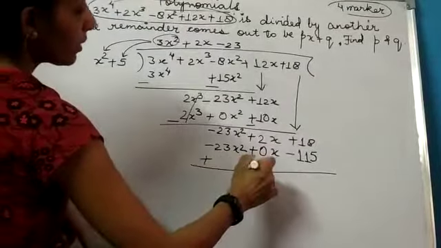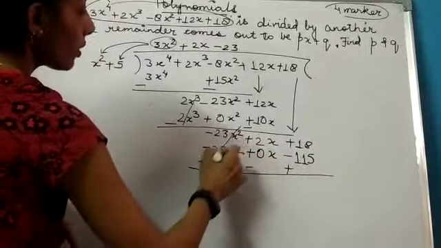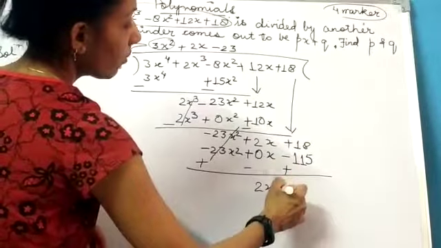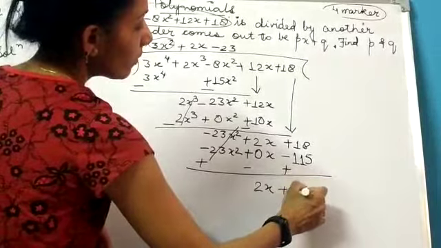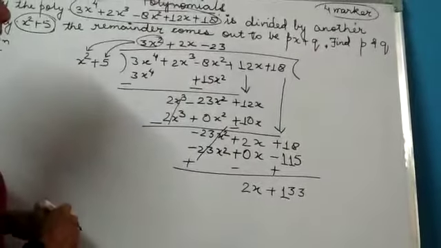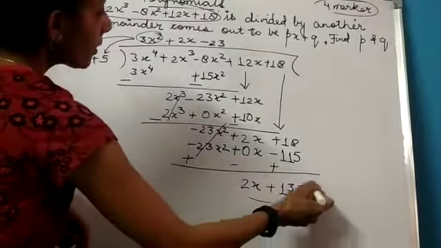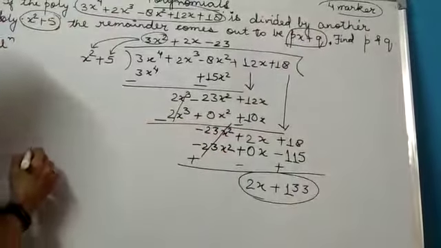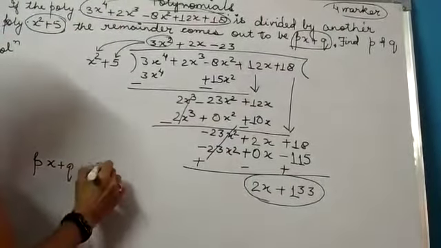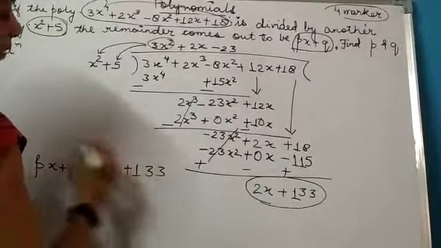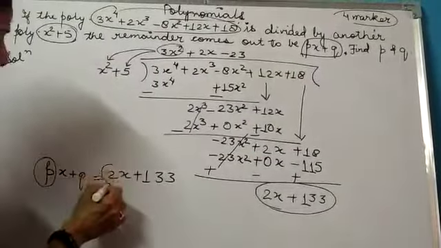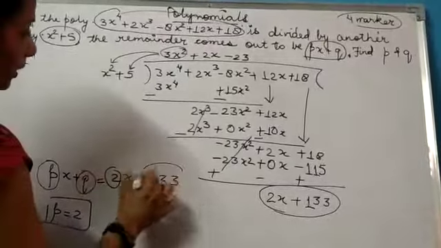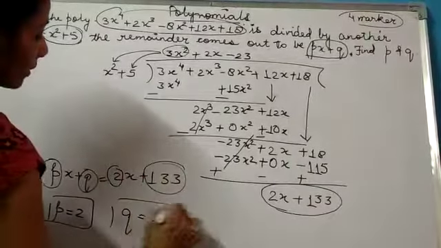So it is plus, this is minus and this is plus. So this is gone. This gives you 2x plus 18 and plus 115 will give you plus 133. Now you see, this is the remainder coming out and which has to be equated with the given remainder. That means your px plus q is equal to 2x plus 133. That means in place of your p, it is 2. That means p is equal to 2. And in place of q, this is 133. So this is your 133. That's it.